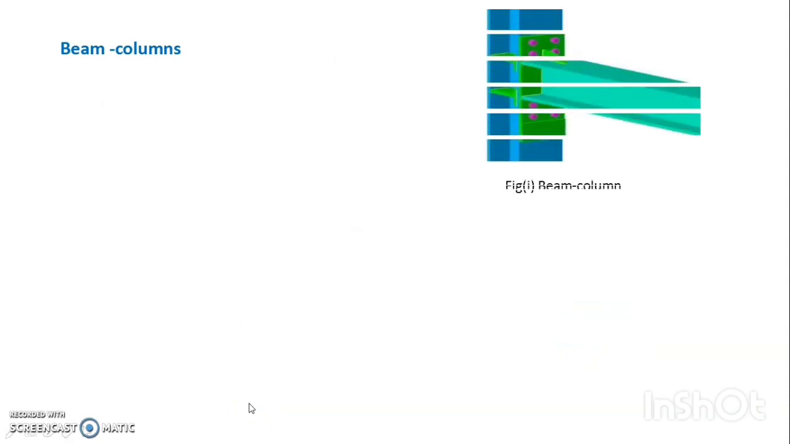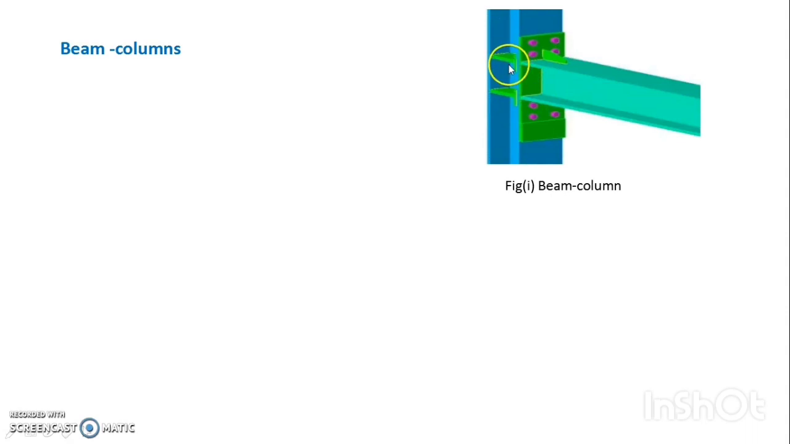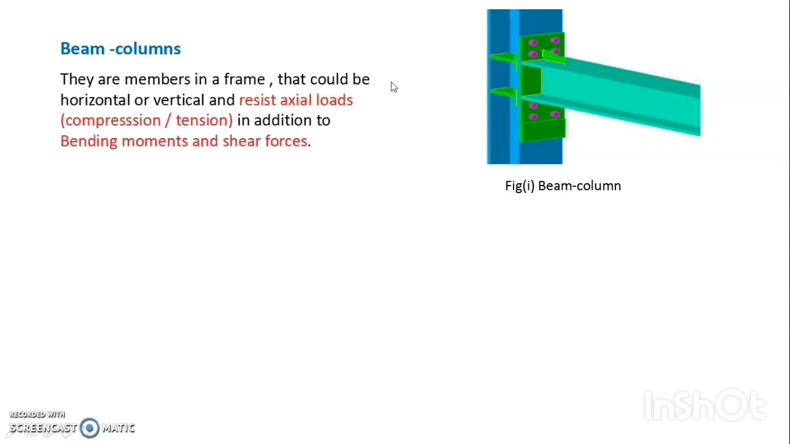The next member which we are going to discuss is beam columns. Here we can see the green and blue members joined together, which we name beam columns. The difference between a beam and a beam column is that a beam can't take any axial forces. It can take only the bending moment and resist the shear force. Whereas the beam column can resist the bending moment and shear force, and in addition it can resist axial loads, either compressive or tension.